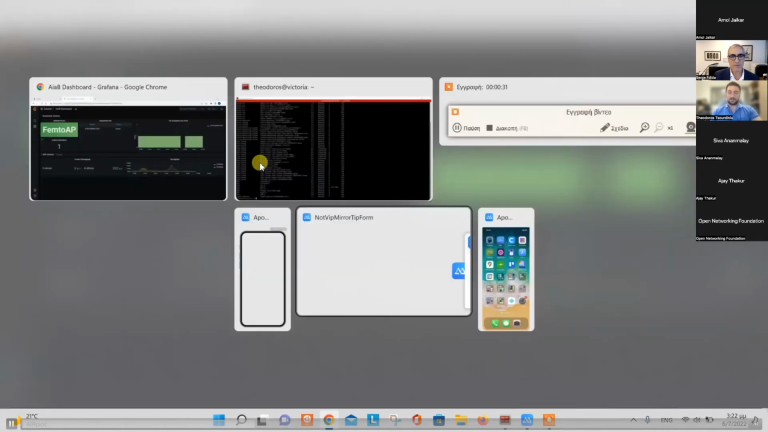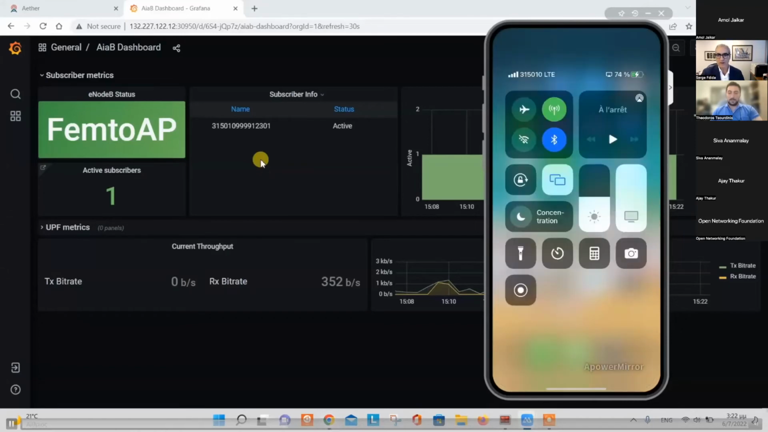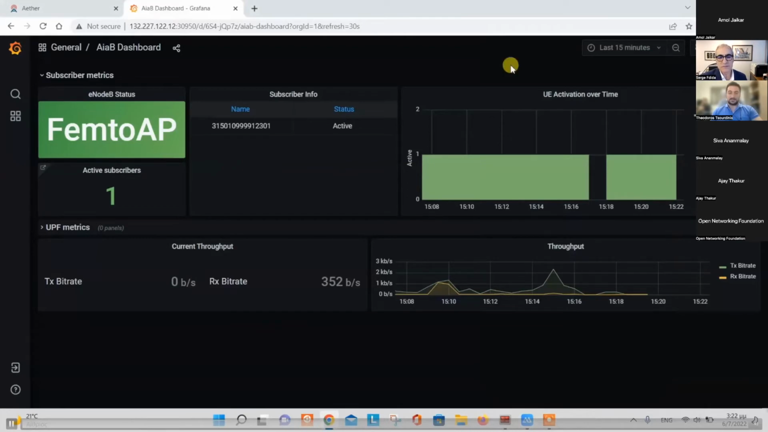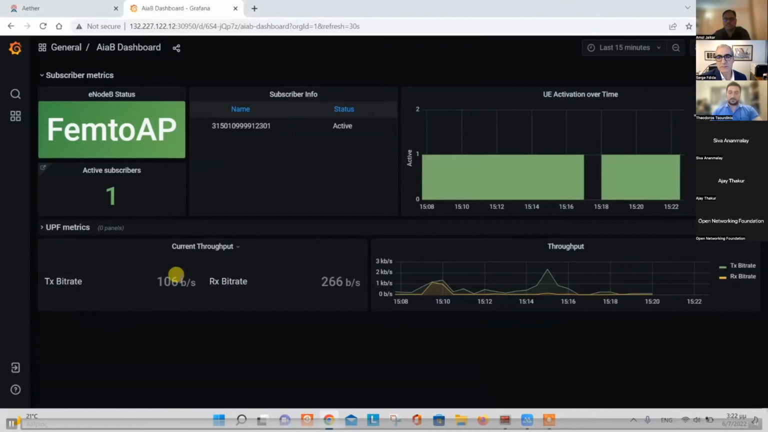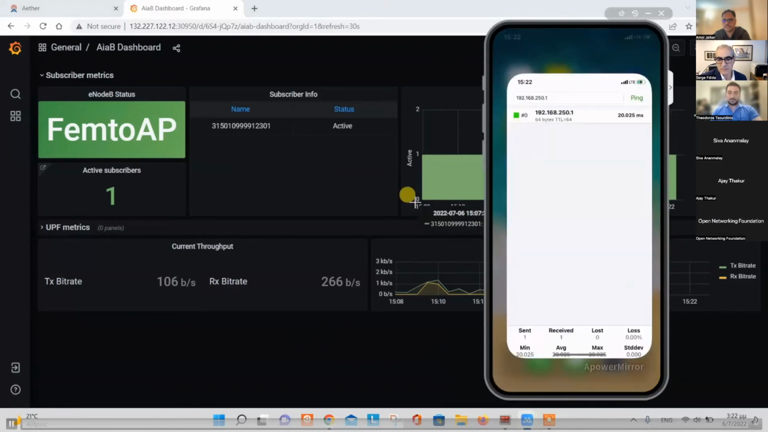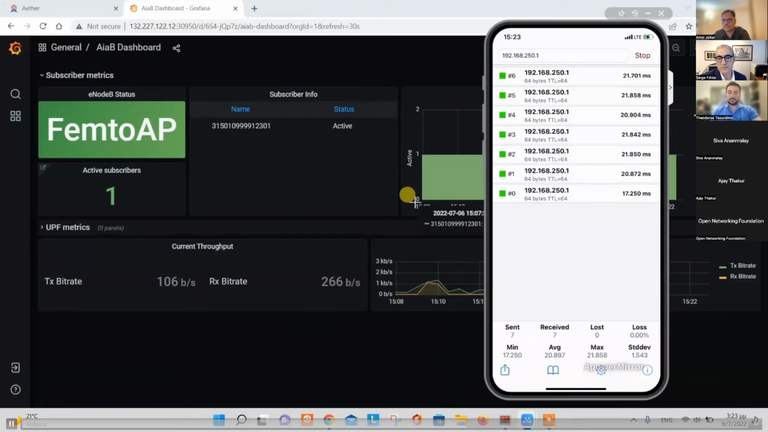First, we switch on the LTE on the iPhone. And we see that the TX bitrate increased as soon as we're connected to the network. Then we do some connectivity tests, sending some packets to the core network. We see that the packets come and go successfully.